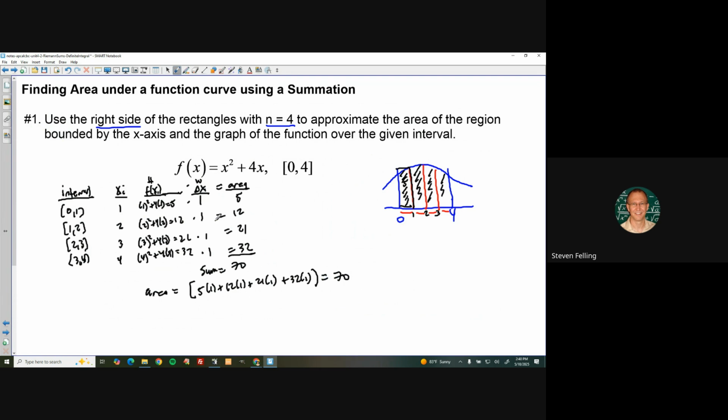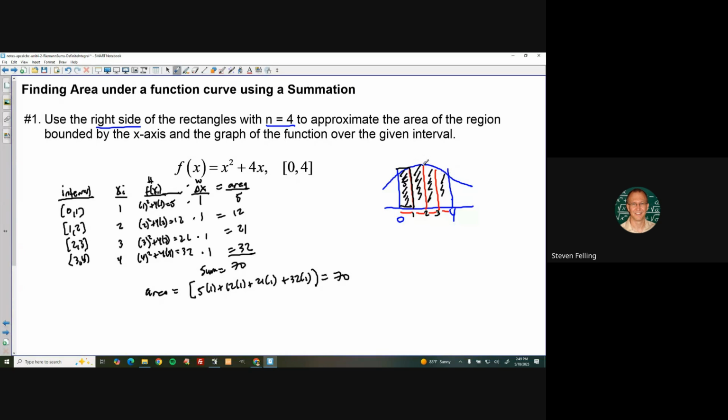Somehow in your work, whether you write it in a table or this way, you have to indicate that you're doing a summation of these things. So if you want to do it more compactly, you can do it this way. But I kind of like this structure because it connects to what's going on geometrically in the sum. Okay, so this is an approximation for the area. Is it going to be exactly right?